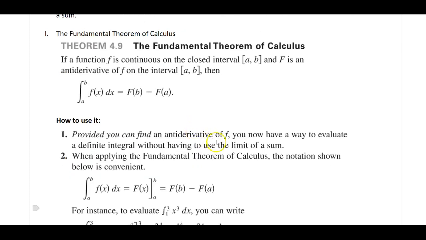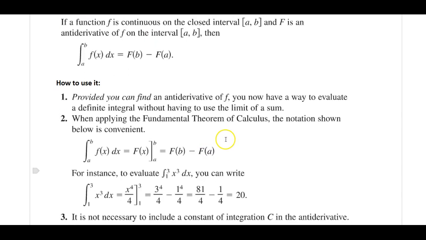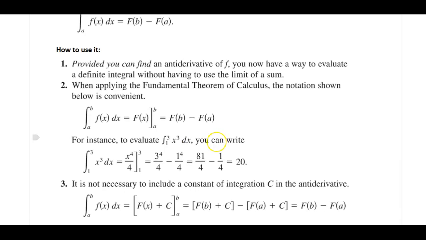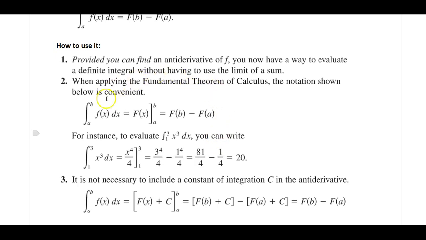So here's how we use it. Provided that you can find an antiderivative of little f, you now have a way to evaluate a definite integral without having to use the limit of a sum. So when applying the fundamental theorem of calculus, we usually use this notation. We evaluate the integral, and that's our capital F, and then we draw either a vertical line or a bracket with the bounds, and then we plug those in.